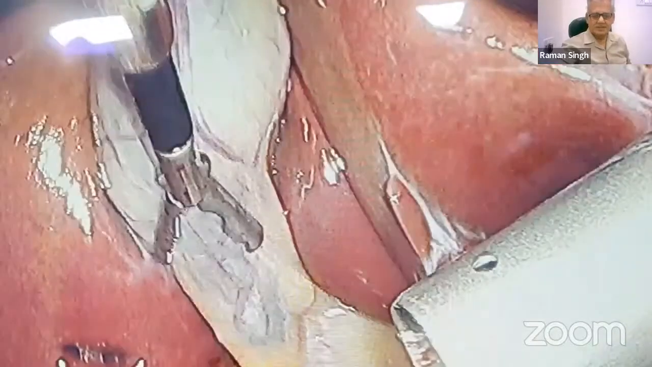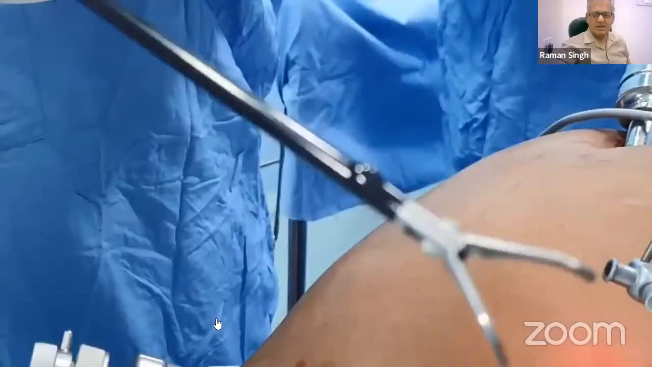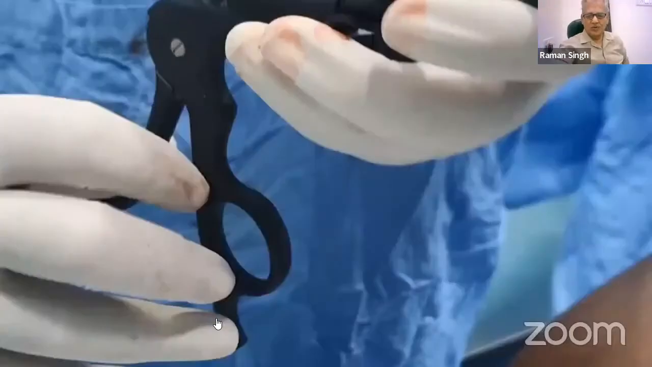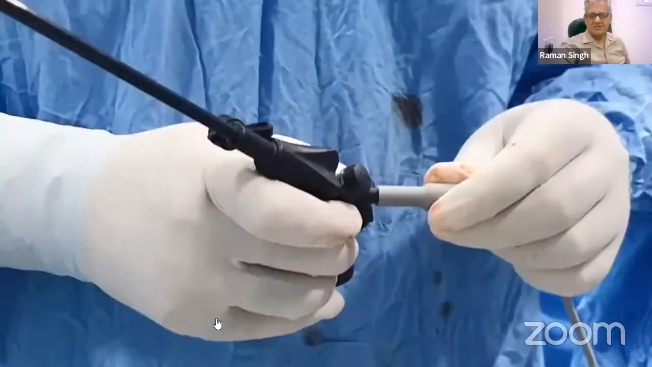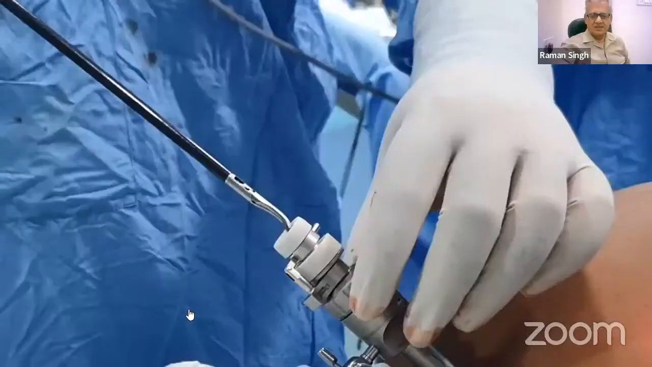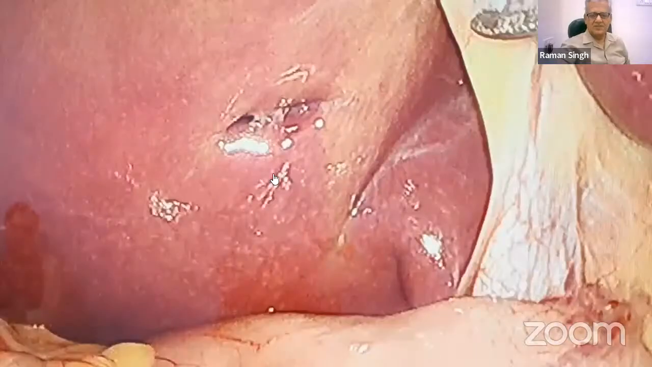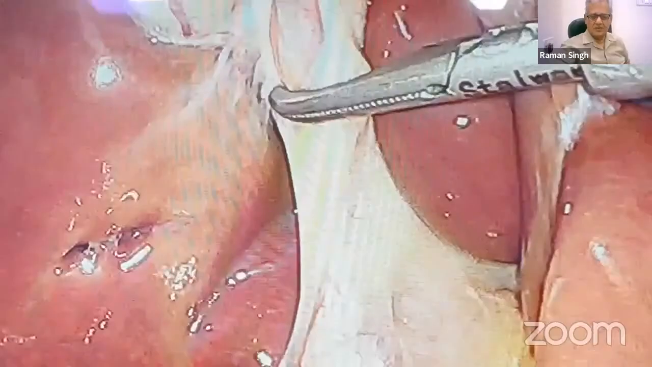This is Rouviere's sulcus. This is the landmark below which you should not go, to prevent injury of the common bile duct. So Rouviere's fissure is very important. Whenever you start your surgery, this is Rouviere's fissure. This is Rouviere's fissure. You should not go down.